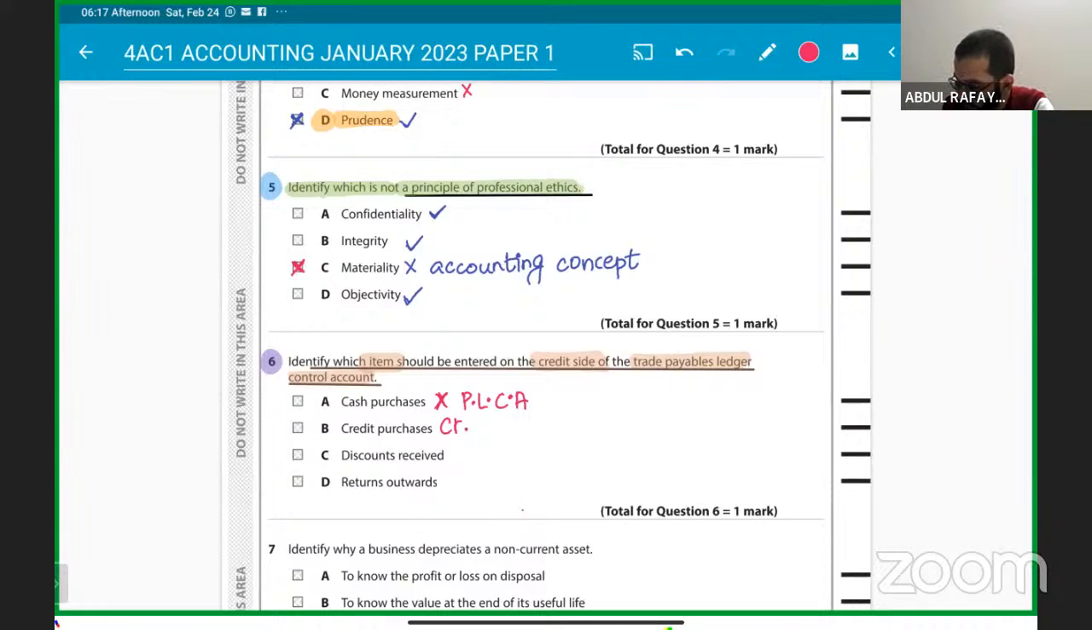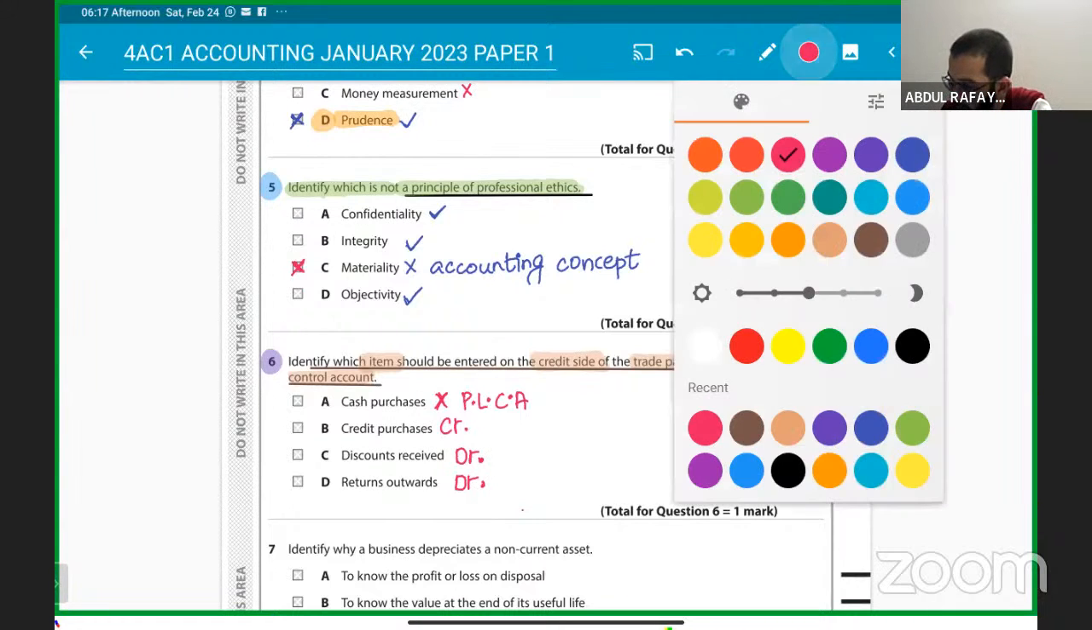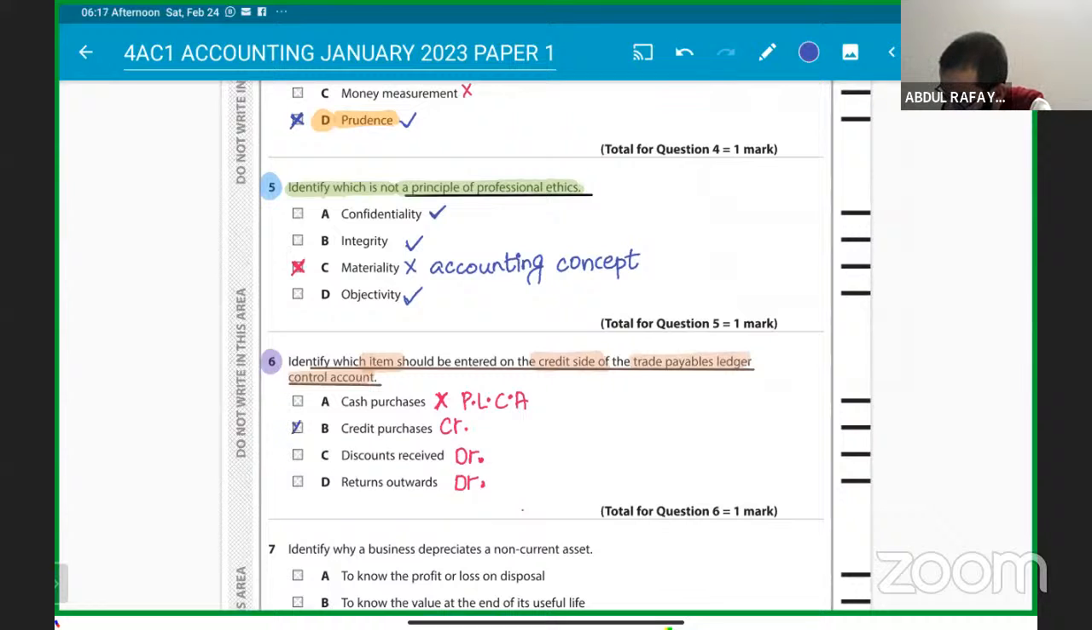Then you have discount received and returns outwards. We have to think about what will be coming on the credit side. Exactly, so this is the answer: credit purchases will be coming on the credit side. Why? Because discount received comes on the debit side and returns outwards also comes on the debit side. They are part of the control account of the purchase ledger, but they are coming on the debit side. Only credit purchases will be coming on the credit side.